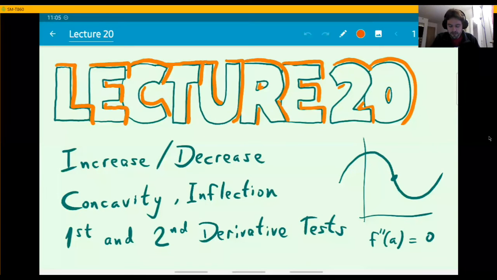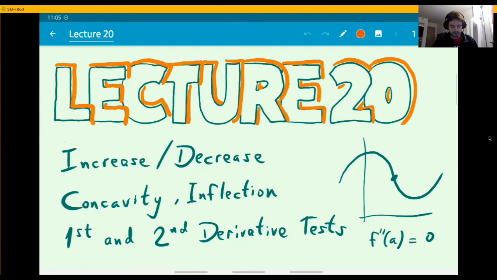This is lecture number 20. What we're talking about today is basically two topics that are related to each other. We want to understand shapes of graphs of functions, and more specifically, what the derivative tells us about those shapes.